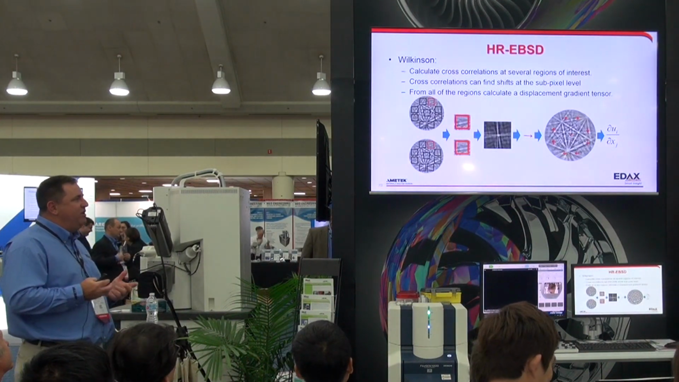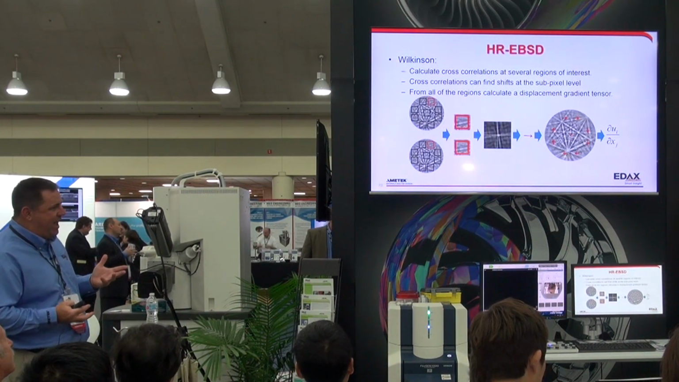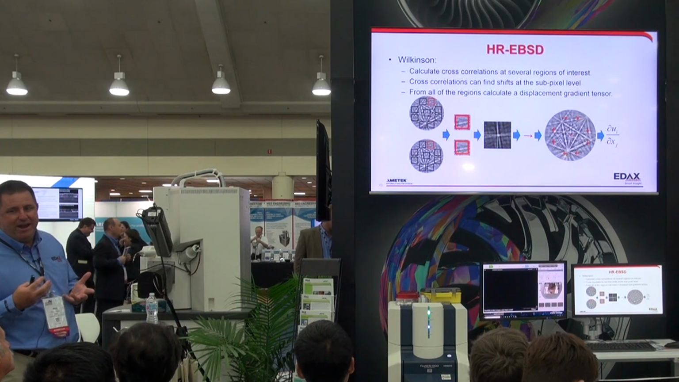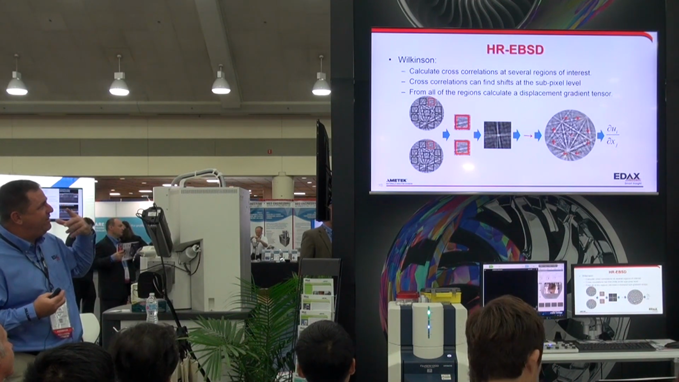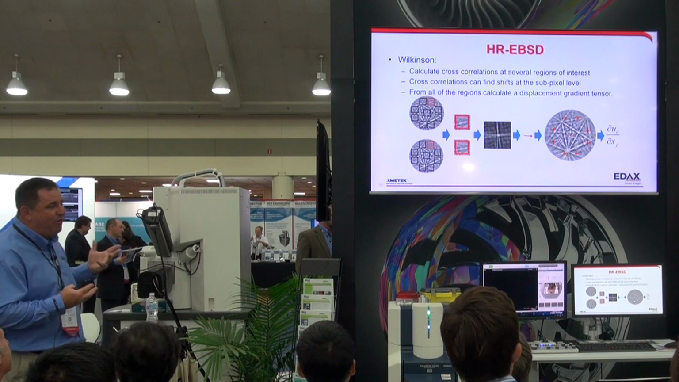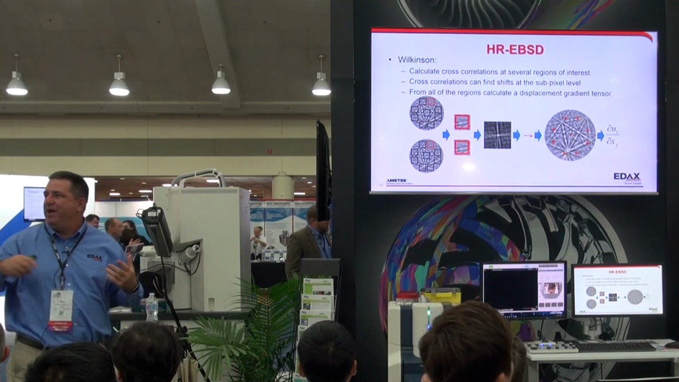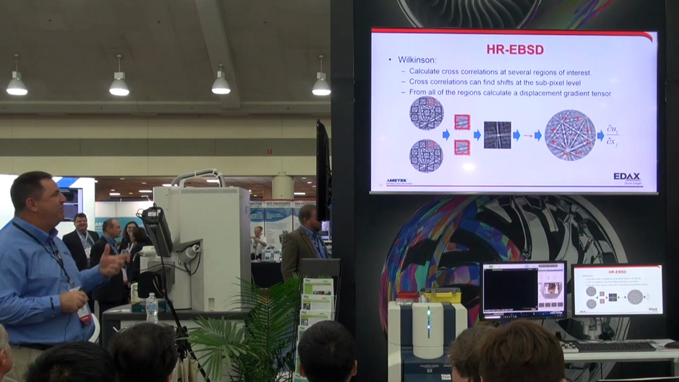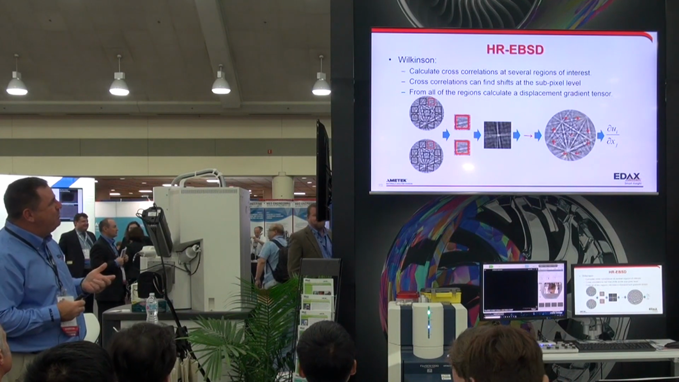The other application that has a lot of promise with this new type of detector is HR-EBSD. This is what's called the Wilkinson method. Angus was just walking around a minute ago. I told him he wouldn't be interested in this and then realized that he might have heard his name.